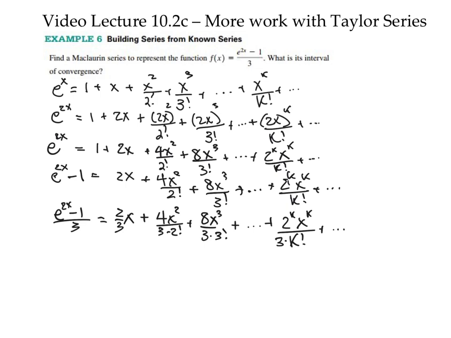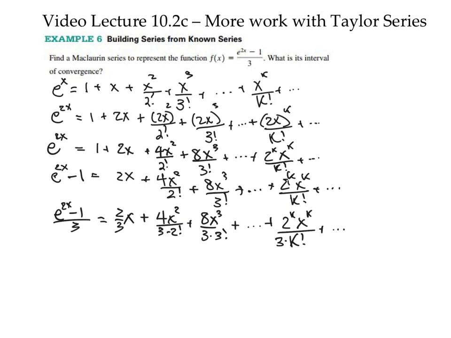So the moral of the story is don't reinvent the wheel. If you know a Taylor series for e to the x, you can do substitutions, subtractions, divisions, etc. to get a Taylor series for (e to the 2x minus 1)/3. Also, for the AP, you do not have to simplify the answers. You can leave them without factoring, canceling, etc.